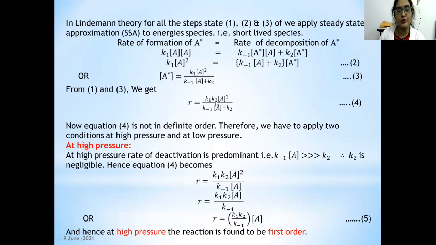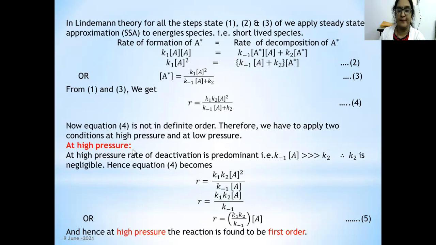But if we look at this equation number 4, then this is not in a definite order. Because A is here, A square is here, A is here, it is not in a definite order. Now, to have this equation number 4 in a definite order, we have to apply two conditions: at high pressure and at low pressure.